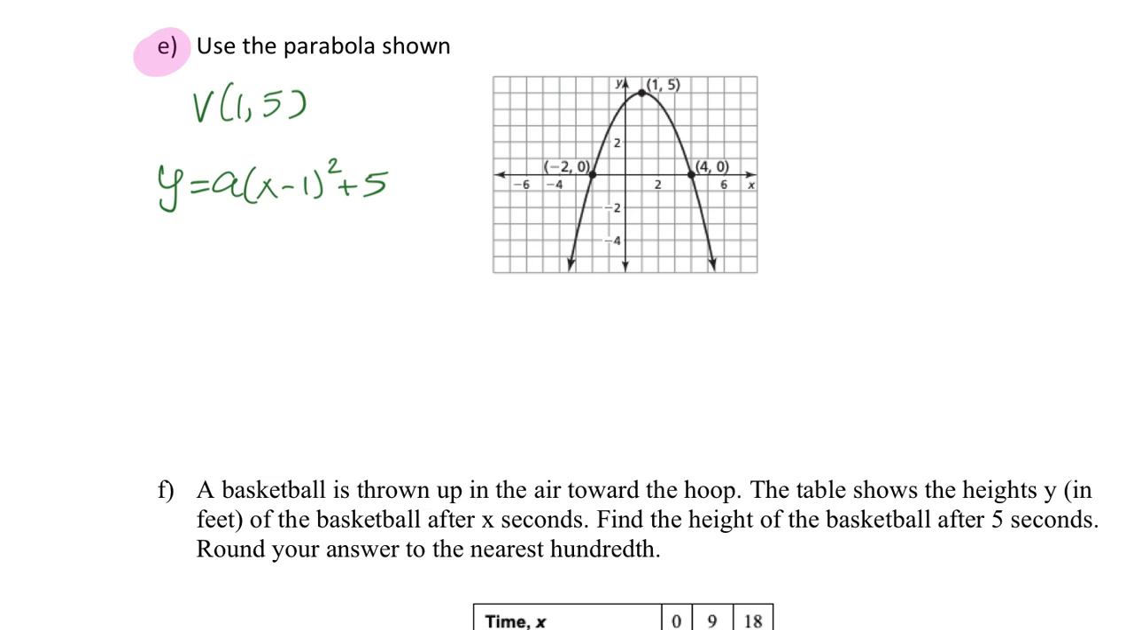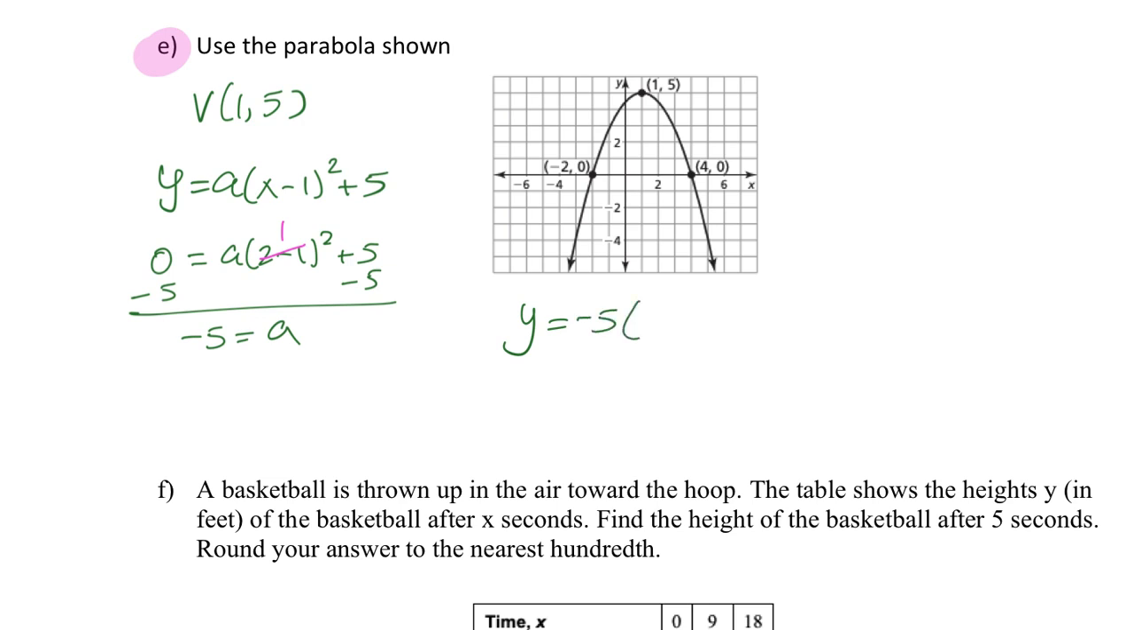We can just substitute 0 for y: 0 equals a(2 minus 1) squared plus 5. This in here is the same as 1. So I'm going to subtract the 5 from both sides. 1 squared is the same as 1. So that means that a equals negative 5. And we knew from the beginning, just by looking at the graph, that this value of a was going to be negative because that graph is opening down.